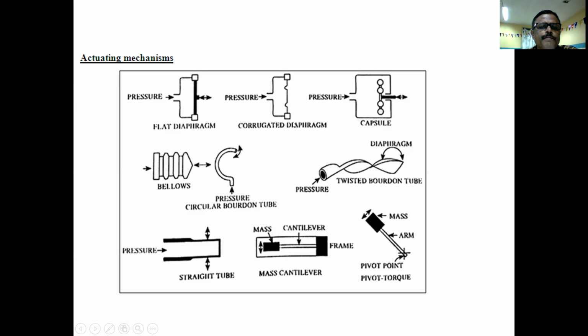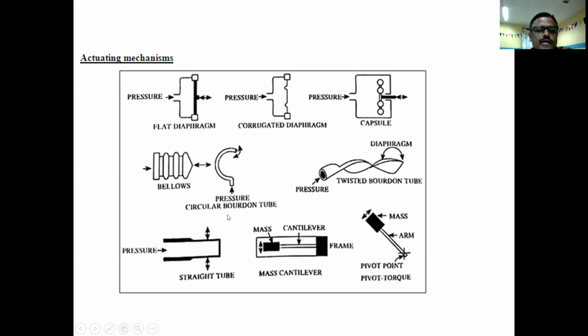Corrugated diaphragm. Here also it is sensing the pressure. Pressure is converted into displacement. Like capsules, pressure is converted to displacement. So all these are actuating mechanisms. Similarly, we have got the bellows. These are converting force into displacement. This is the force and we are getting the displacement here.